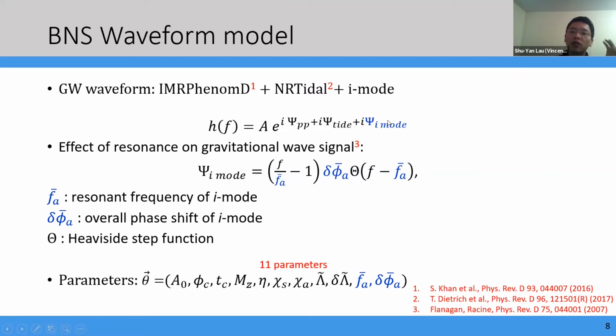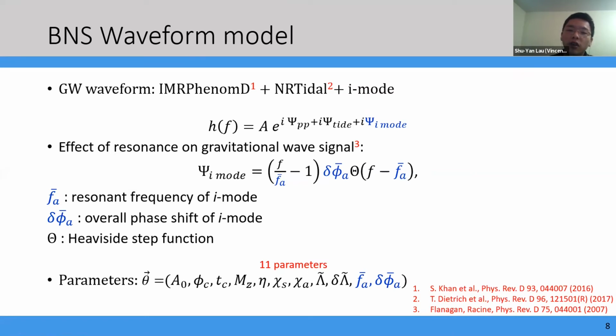And here we have made some assumptions on this extra phase term. We assume that the interfacial mode enters into the gravitational wave phase only during the resonance, and it happens over a very short period of time. That is, we have ignored adiabatic effects before and after the resonance.